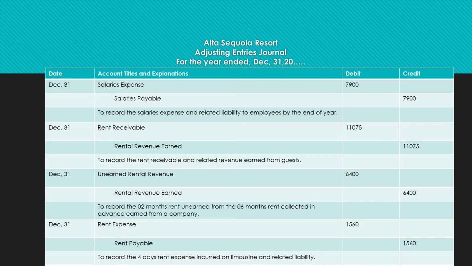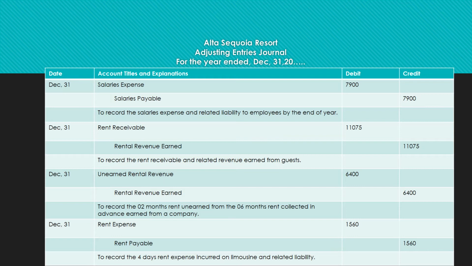Now reading transaction C. On November 1, a suite of rooms was rented to a corporation for 6 months at a monthly rent of 3,200. The entire 6-month rent of 19,200 was collected in advance and credited to unearned rental revenue. At December 31st, 2 months rent is considered to be earned. The remainder is for the first 4 months of the following year. Now, transaction C is an example of apportioning unearned revenue adjusting entry.